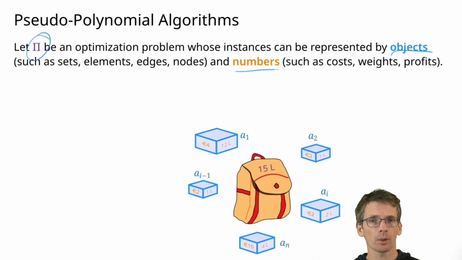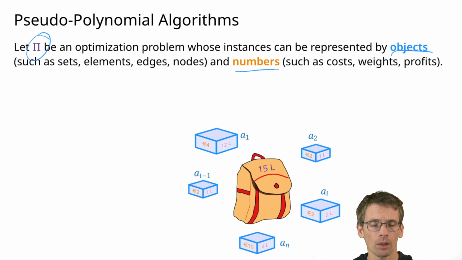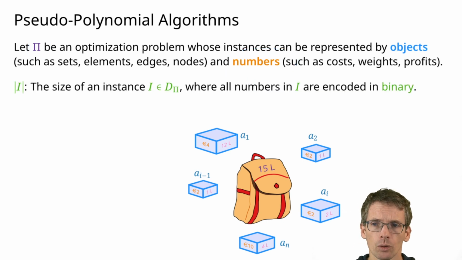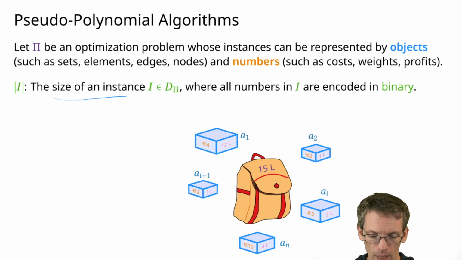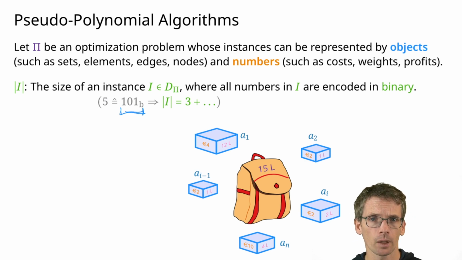So if we have an input like that, then when we talk about input size, we also have to think about how these numbers are encoded. And typically we assume that these are encoded in binary. So the input size is the size that we get if we encode the numbers in binary, which for instance means that if there's a 5 somewhere, then this would in binary look like that. So it contributes 3 to the input size. Essentially the logarithm of this number.